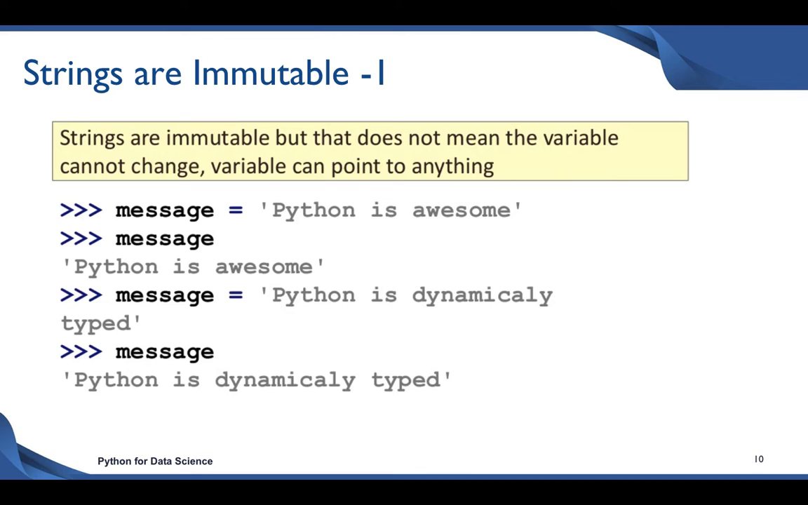Okay, so strings are immutable, but that does not mean that a variable cannot change. A variable can point to anything. In this example we have seen that message equals "Python is awesome". We could assign new values to that variable, but we cannot modify the individual entities or the individual index position values inside that particular variable. So we can change the message from "Python is awesome" to "Python is dynamically typed", but we cannot change Python to Jython, that is, replacing P by J.